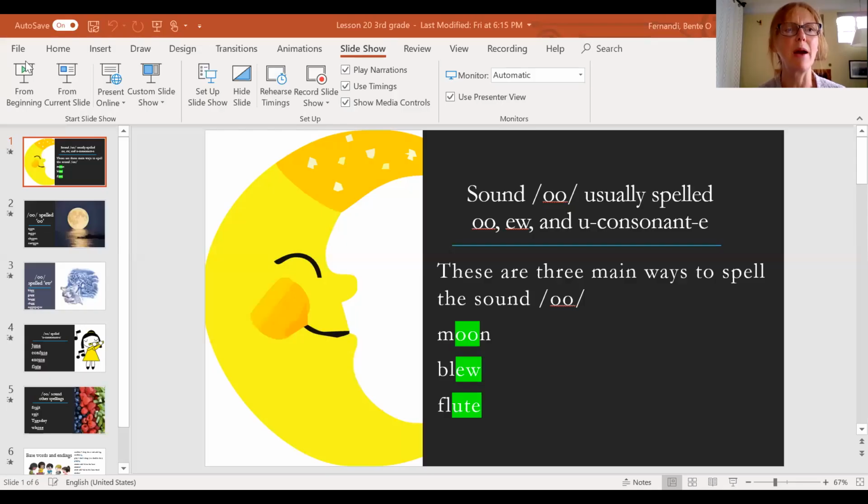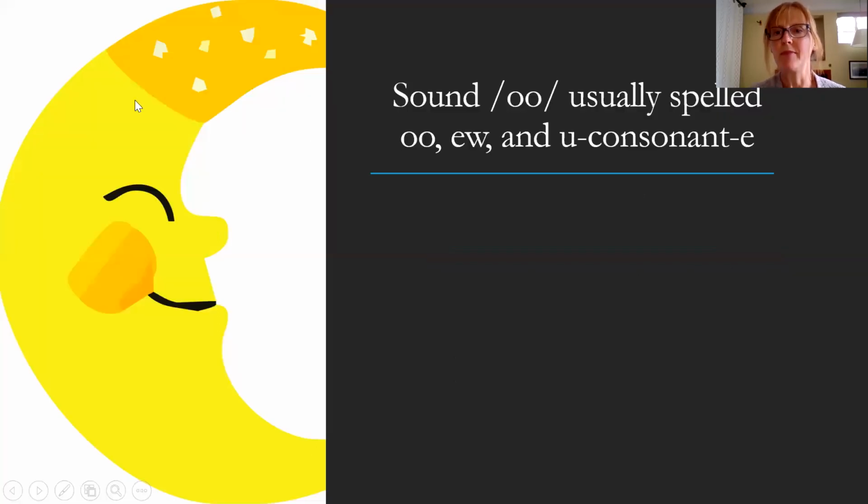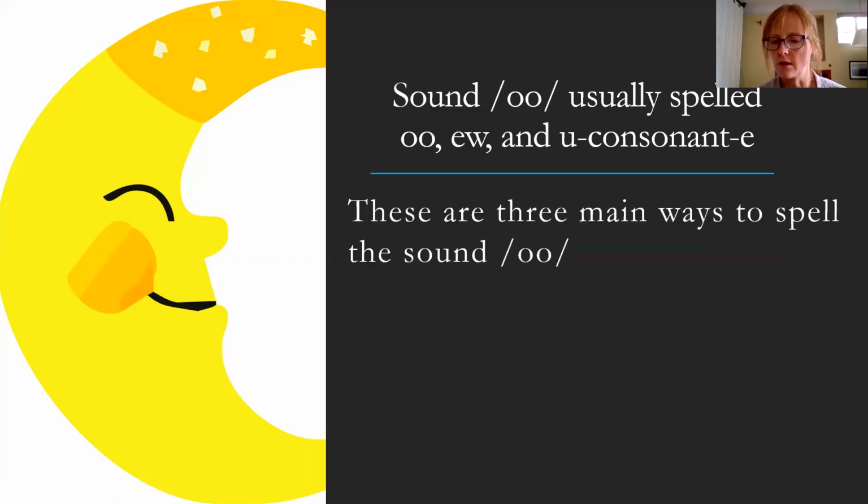So the first thing I'm going to do, as you probably have guessed, is share my PowerPoint for the week. The sound OO is spelled in three main ways: O-O, E-U, and U, some consonant, E. So let's look at some of those. These are the three main ways to spell the OO sound.